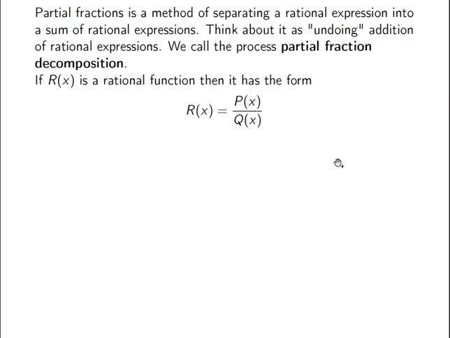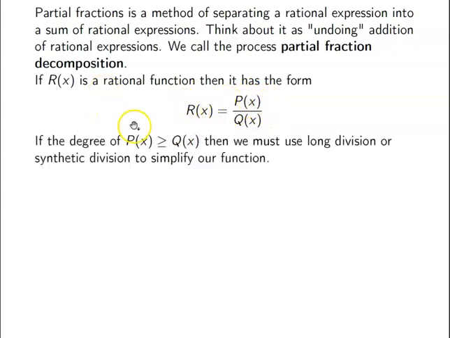Okay, so we have a rational function, which we call r of x, that is made up of a numerator function and a denominator function. Generally, for our purposes here, we're taking polynomials on top, polynomials on bottom. But anytime you have a function on top and a function on bottom, then it is a rational function.